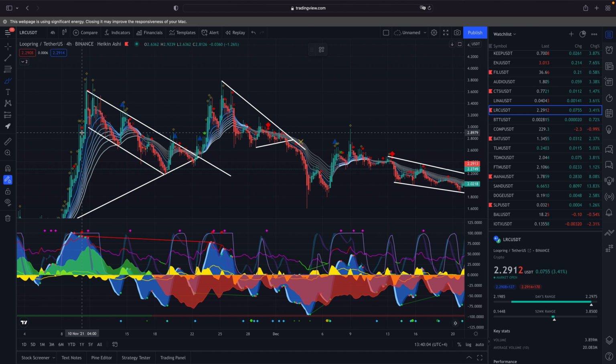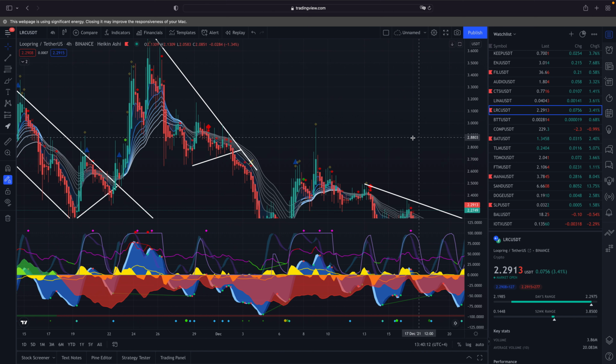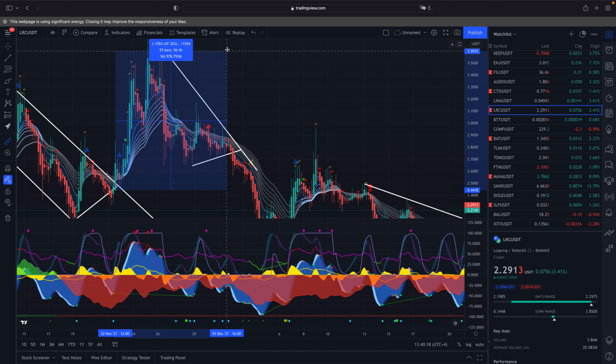And how do I know that? Because there is no other one to follow. So yeah, it was fake actually. But look at this, guys. One breakout, then another breakout, and the price is going up.